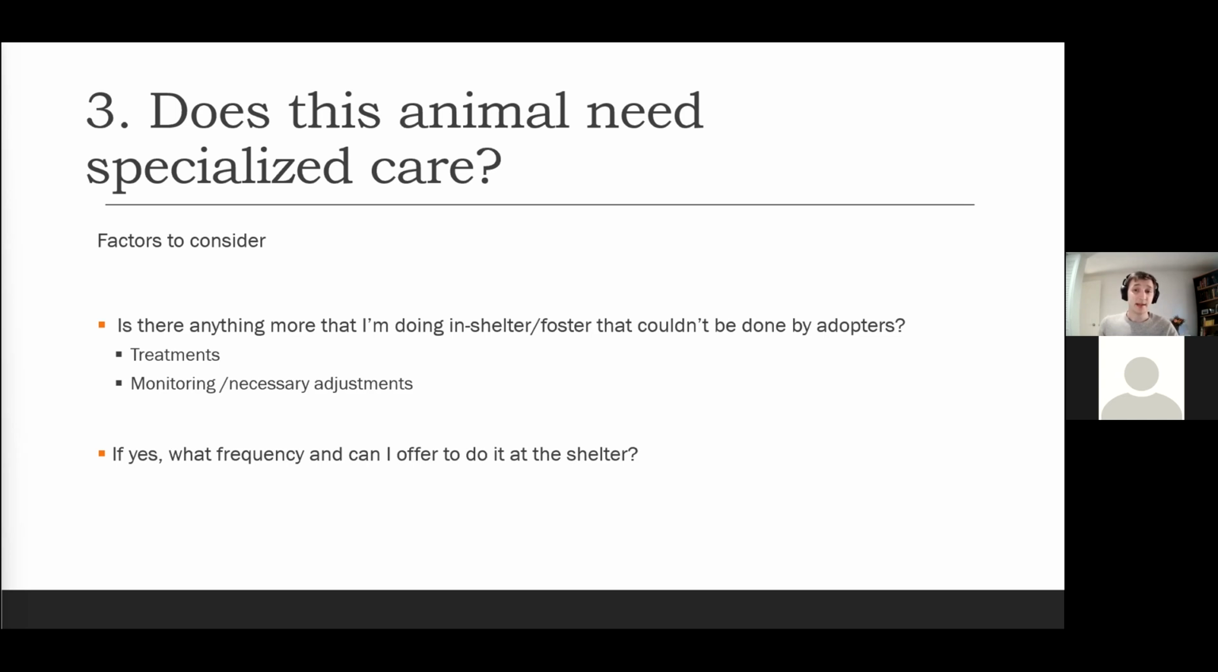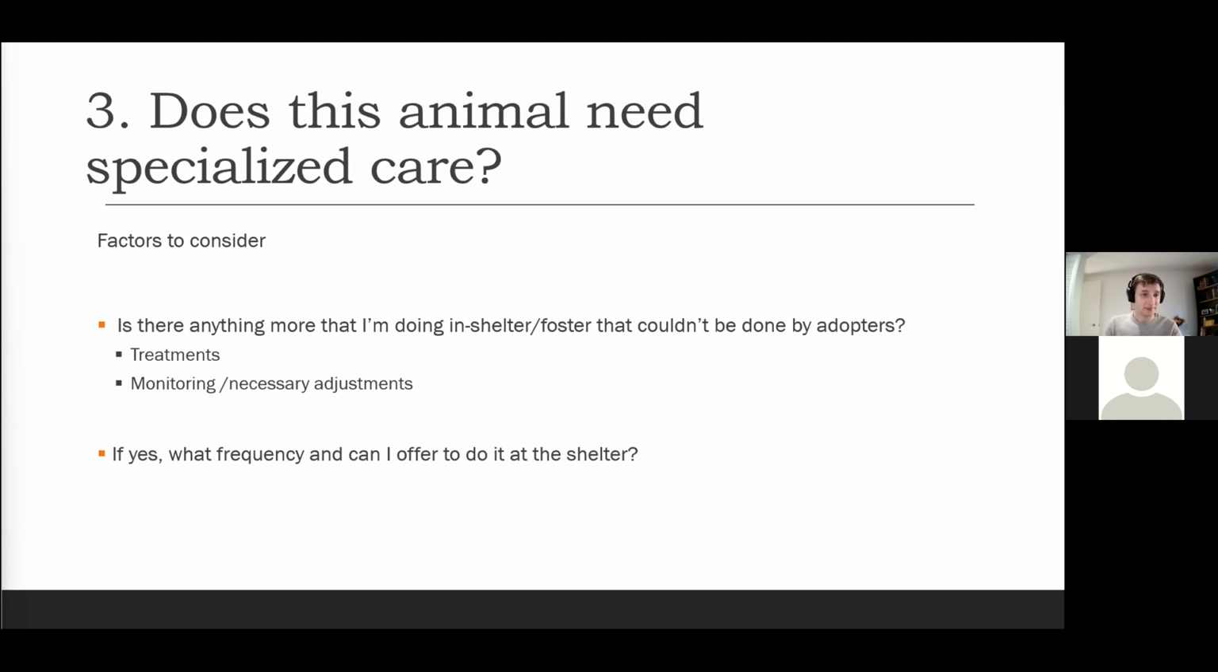And sometimes it's things that we would trust our foster parents to do, but maybe not an adopter, because that learning curve is too steep and we might not be able to provide after-adoption care, and that might limit us in what we can help them with at the same time. But it could also be monitoring and necessary adjustments. So if we're once again back to not out of the woods yet, I want to have a veterinarian recheck this case every few days. In that case, it might not be a case that we want to put on the adoption floor just yet.